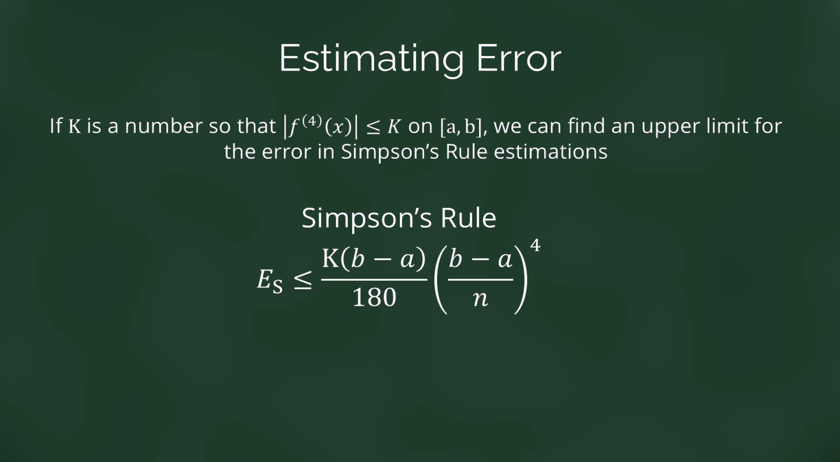Simpson's rule is similar, but also different in a couple of ways. First of all, here we're going to find a number k that bounds the fourth derivative on our interval. Once we have that number k, we can see that our Simpson's rule error is going to be bounded by that number k times b minus a over 180 times b minus a over n to the fourth. Now we'll use all three of these rules to estimate error and compare those error bounds for a given integral.